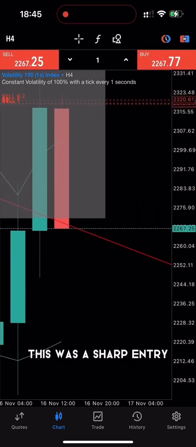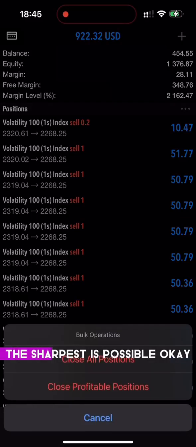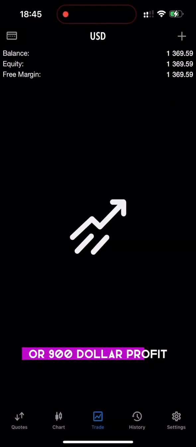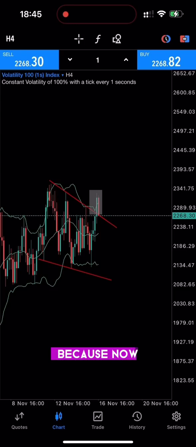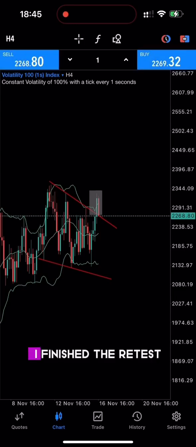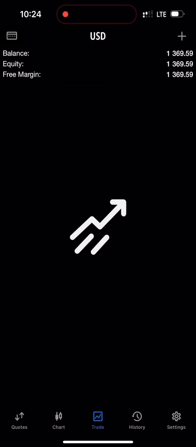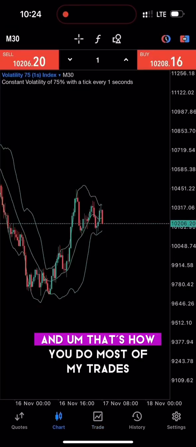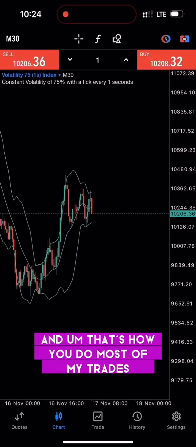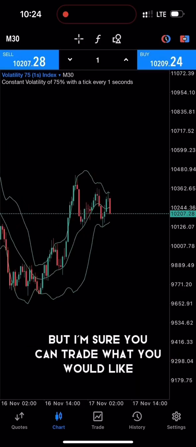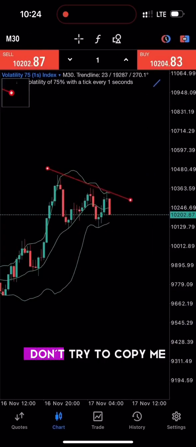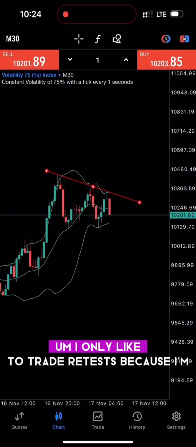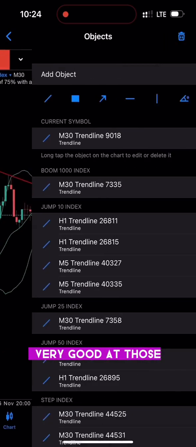So as you can see, this was a sharp entry, the sharpest possible, on $900 profit, and I will close the profit because now I have finished the retest which I was trading. That's how I do most of my trades. They are only retests, but I'm sure you can trade what you would like. Don't try to copy me. I only like to trade retests because I'm very good at those.